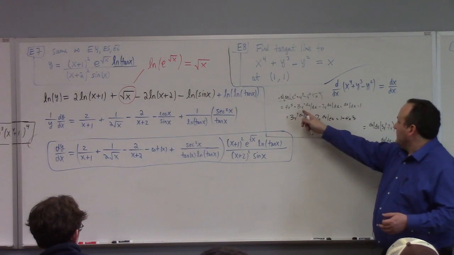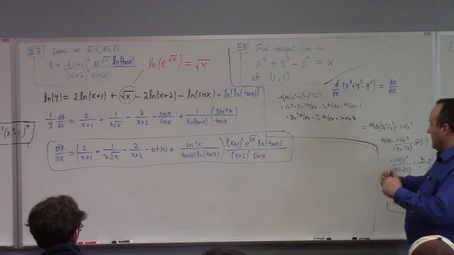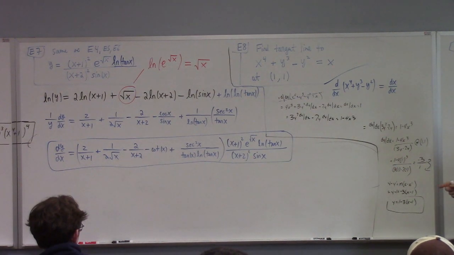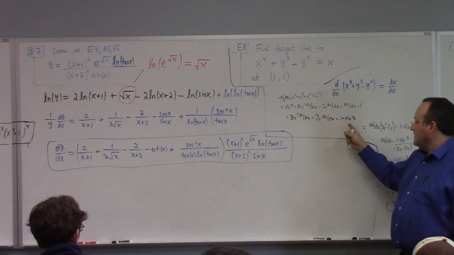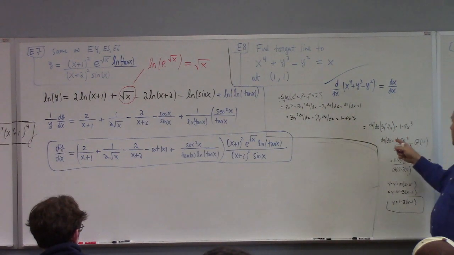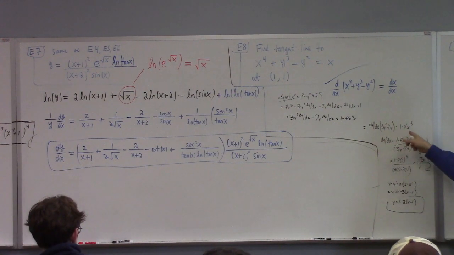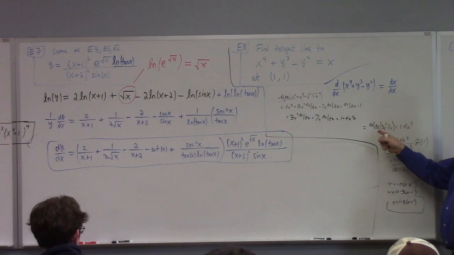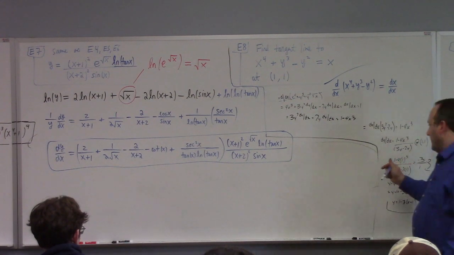4x cubed plus 3y squared dy dx minus 2y dy dx equals 1. Great. And then the next step, you subtracted the 4x cubed to the other side. Great. And you kept those there. Now you factored out the dy dx, and that left you with a 3y squared minus 2y. Cool. And then you divide by the multiplier of dy dx. We get 1 minus 4x cubed over 3y minus 2y. I'm going to rewrite that down here.